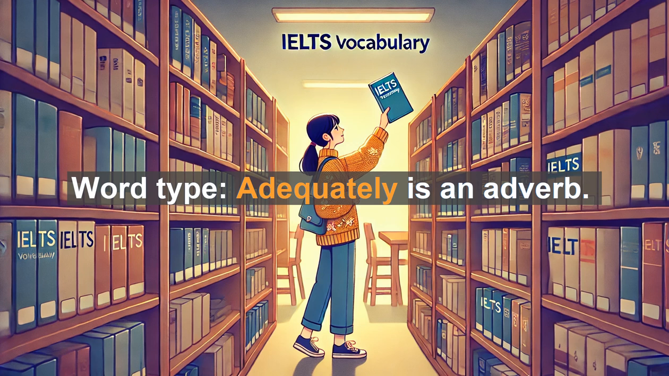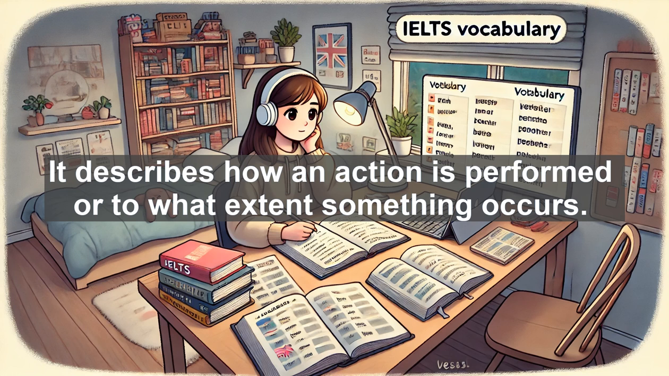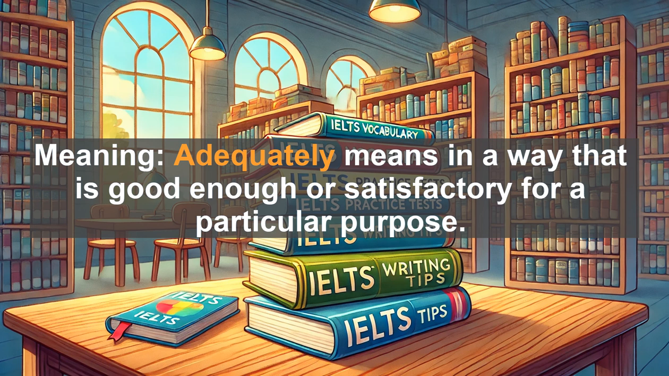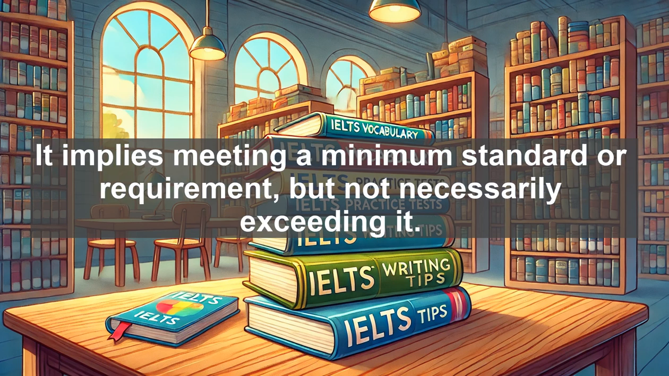Word type. Adequately is an adverb. It describes how an action is performed or to what extent something occurs. Meaning. Adequately means in a way that is good enough or satisfactory for a particular purpose. It implies meeting a minimum standard or requirement, but not necessarily exceeding it.